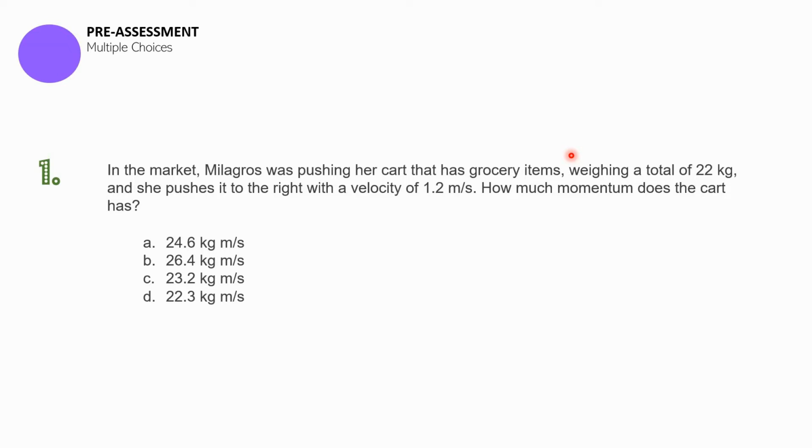In the market, Milagros was pushing her cart that has grocery items weighing a total of 22 kilograms, and she pushes it to the right with a velocity of 1.2 meters per second. So how much momentum does the cart have? A. 24.6 kilograms meters per second. B. 26.4 kilograms meters per second. C. 23.2 kilograms meters per second, or is it D. 22.3 kilograms meters per second?